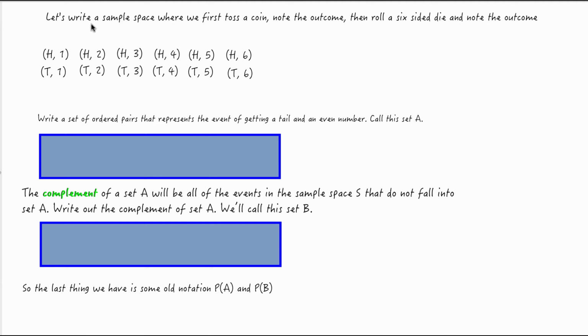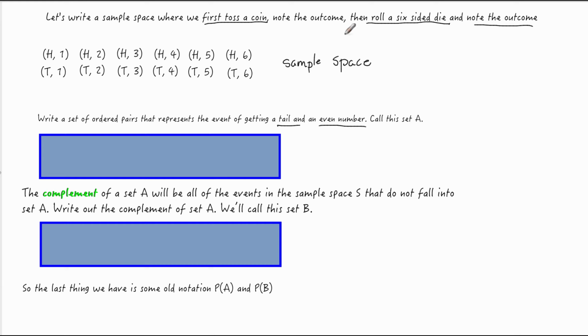So we're going to have a sample space here that represents where we first tossed a coin, we noted the outcome, and then we rolled a 6-sided die and we noted the outcome. So in other words, we tossed and we got a head, and we rolled a 1. Toss, we got it. So this is our sample space as we noted above. Now from our sample space, we're going to look at this as sets. And if we can understand sets, then it might help us understand probability better. So write the set of ordered pairs that represents the event of getting a tail and then an even number.